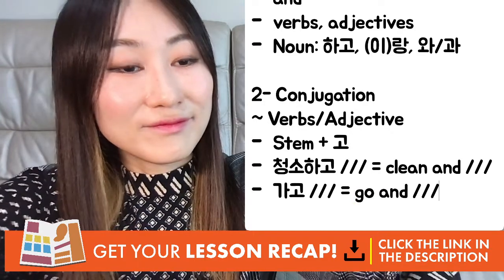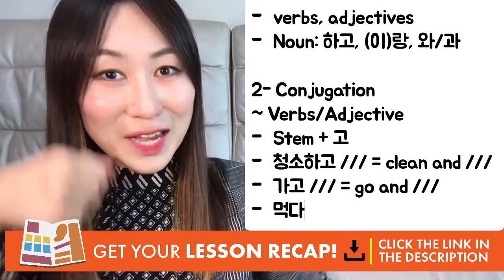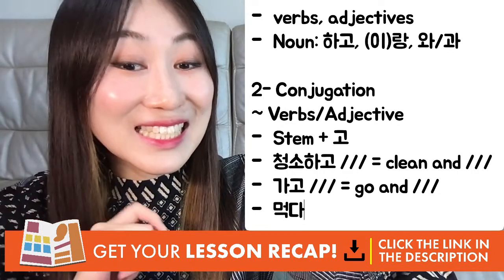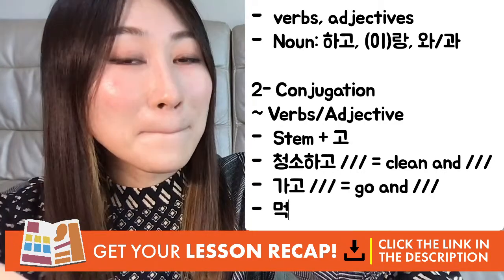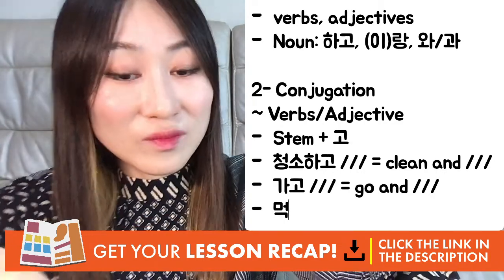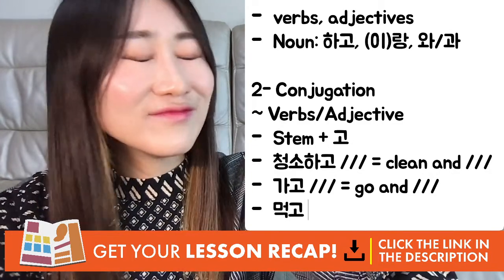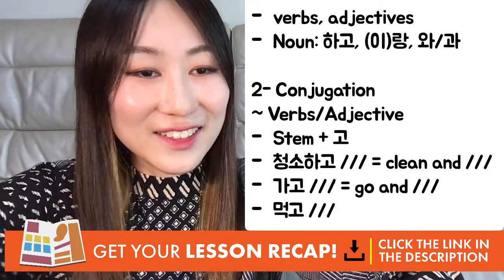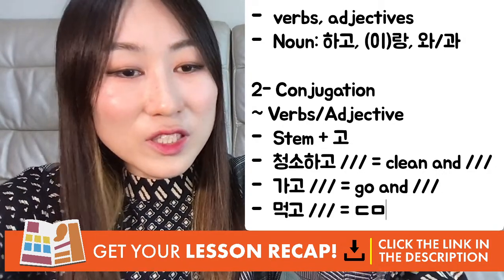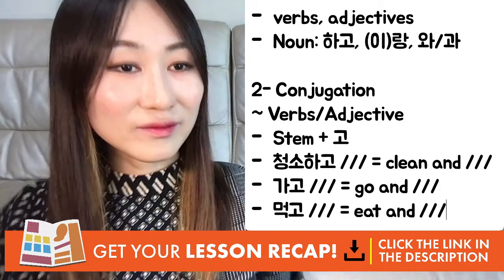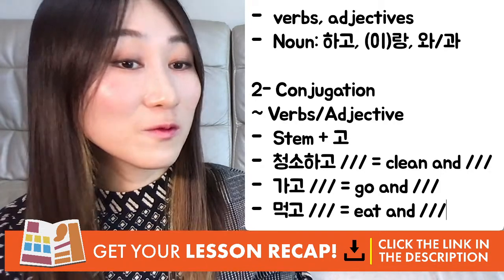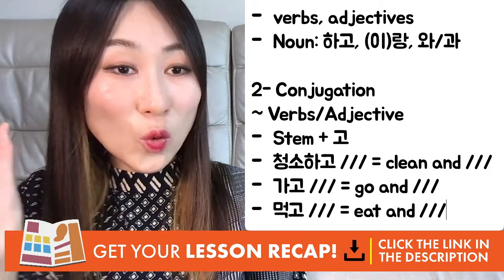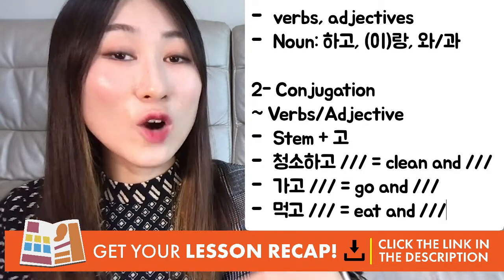How about this? 먹다. Yum yum yum. To eat. So what's the stem? Now you understand the stem, right? What is the stem? Without 다. 먹 is the stem. And you just put 고. So easy. 먹고. That means to eat and something. So this is how you conjugate it. It's very simple. You just take out 다 at the end and put 고. Replace 다 with 고. That's it.